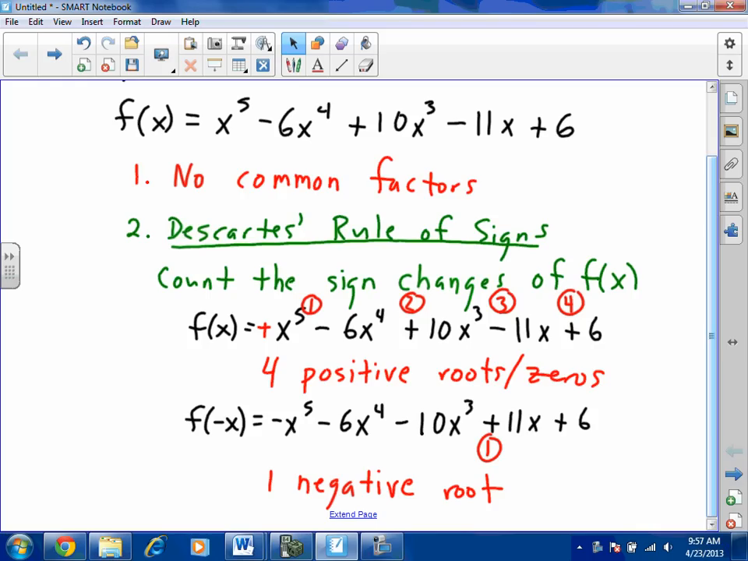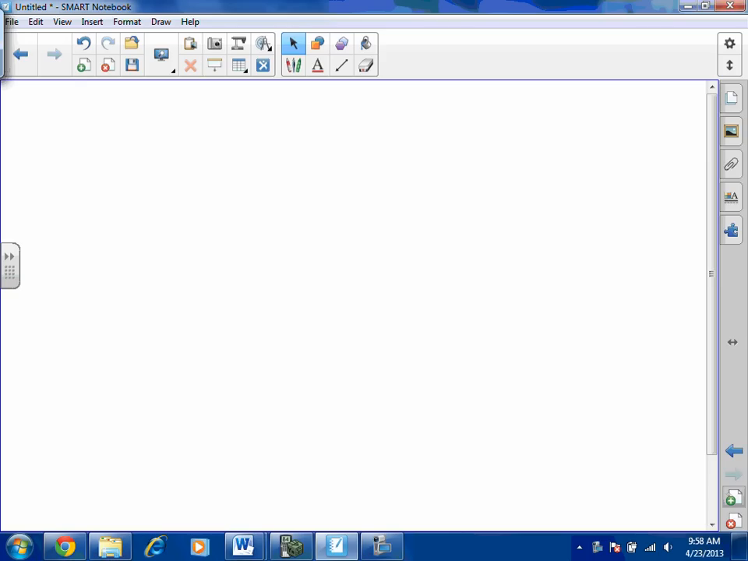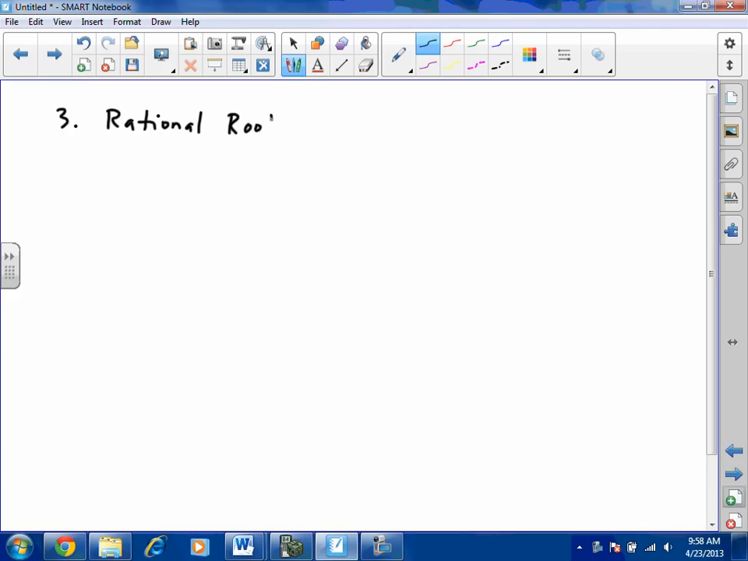Again, that doesn't tell you what the roots are, it just tells you where they are, whether they're positive or negative. Okay? For the next step, we're going to use what's called the rational roots test to generate a list of possible actual roots. It's not going to tell us what the roots are, it's going to tell us what they might possibly be. Okay, so this is step 3, rational roots test. And this is pretty easy.